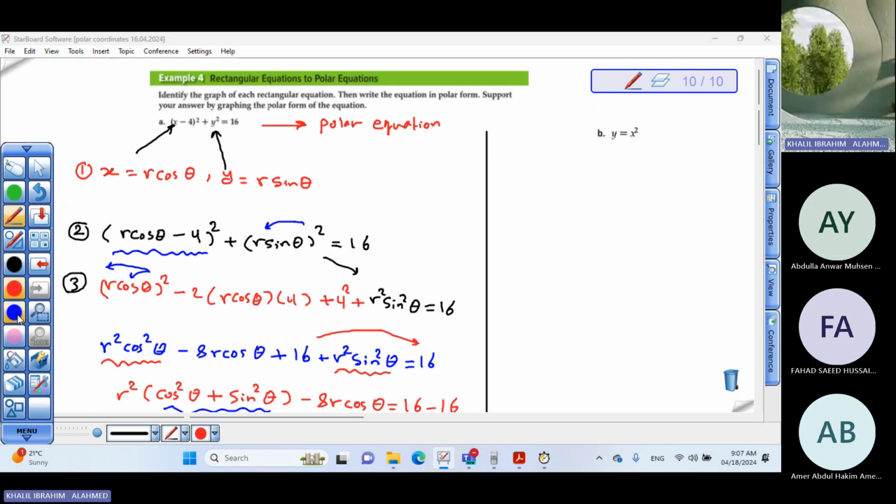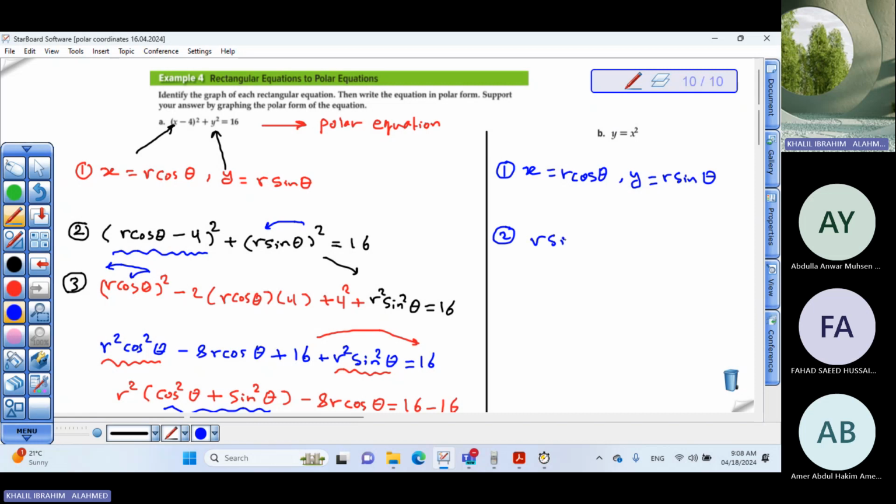Okay, as you see here, Mr. Abdullah, just one student in the class: y equals x squared. How to convert this equation to the polar equation? Step 1, replace each x by r cosine theta and y by r sine theta. Step 2, just substitute in the equation what y equals.